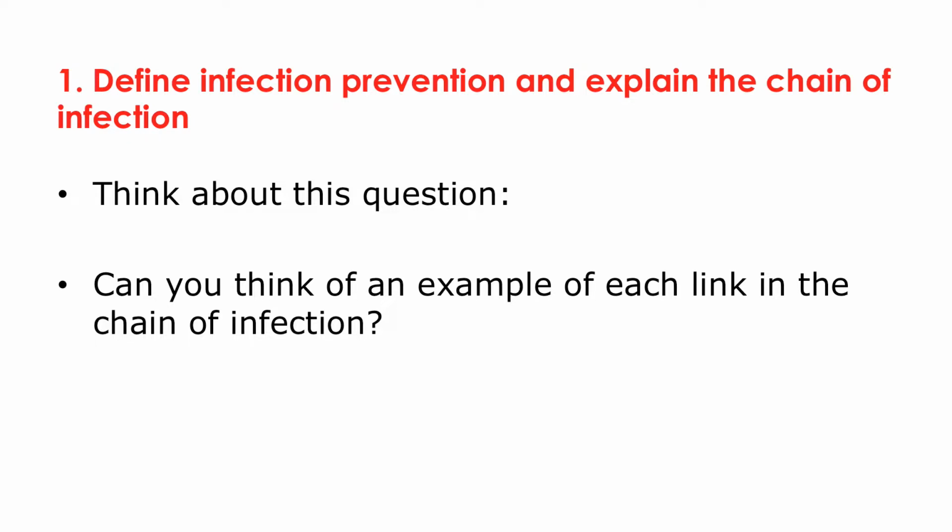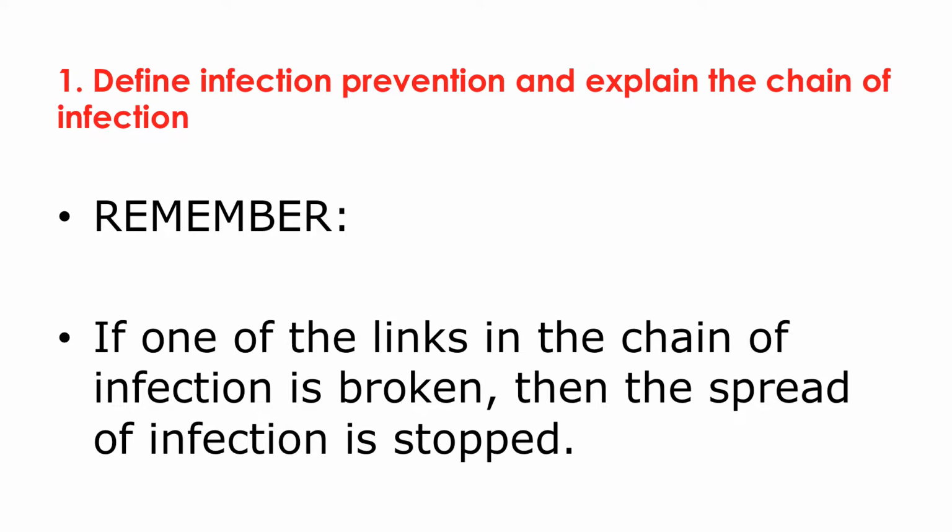Remember, if one of these links in the chain of infection is broken, then the spread of infection is stopped. So if we can stop one of these things, then there's no infection. If we don't have a susceptible host, then nobody's going to get an infection. If there is no mode of transmission, then there's no infection. If there's no open area where the entry happens, then of course there's no infection.